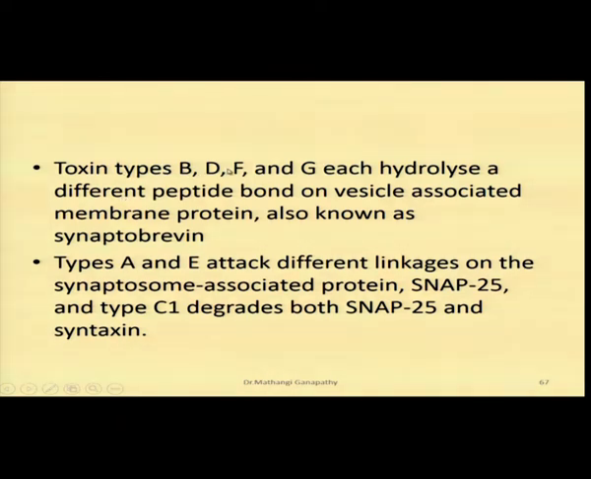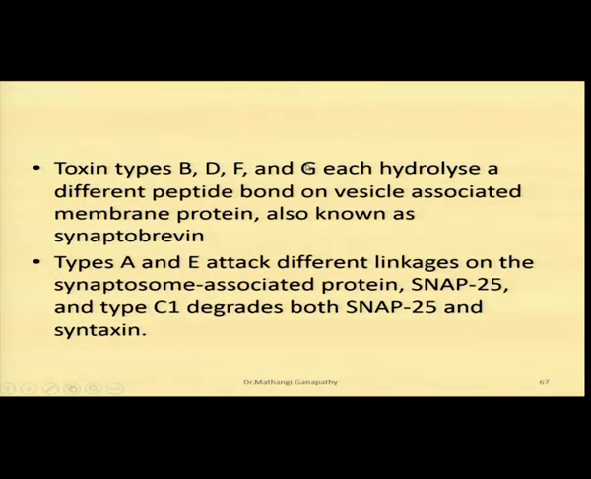Toxin types B, D, F and G each hydrolyze a different peptide bond on the vesicle associated membrane protein, also known as synaptobrevin. The membrane protein which is present on the vesicle, we call it synaptobrevin. And on this membrane protein, you have different peptide bonds. So different peptide bonds are cleaved by types B, D, F and G. Types A and E attack different linkages on the synaptosome associated protein SNAP25. And C1 degrades both SNAP25 and syntaxin.